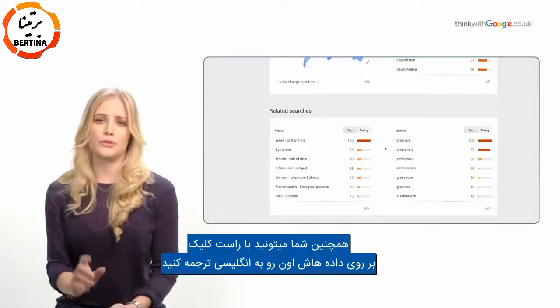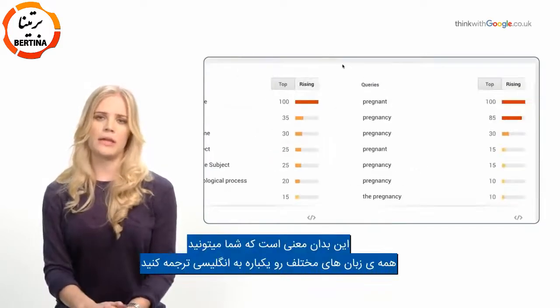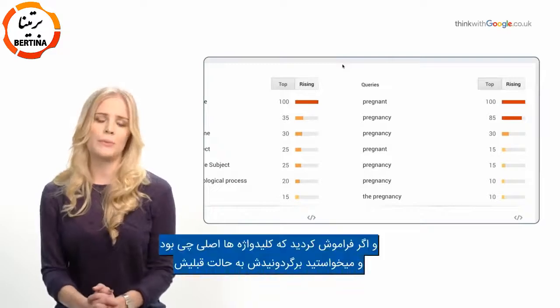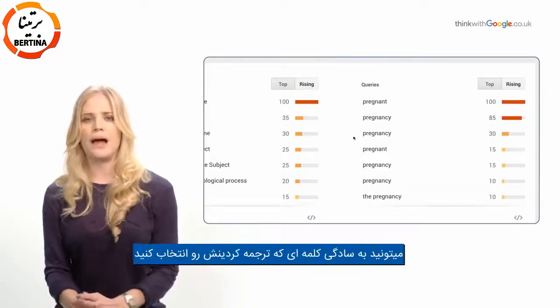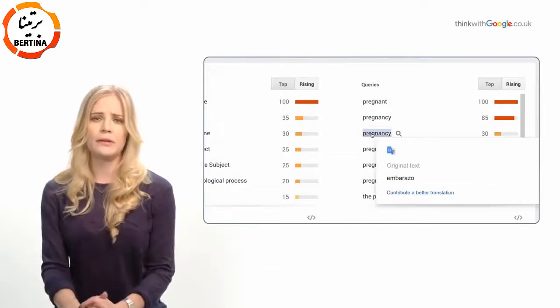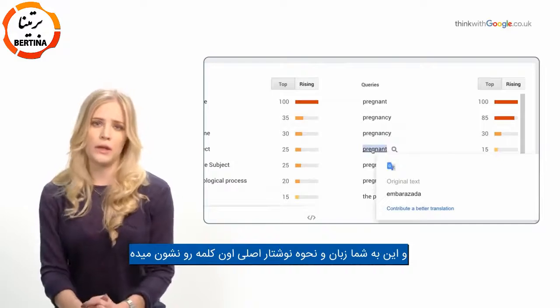It also allows you to right-click the data and you can translate into English. That means that you get all the different languages translated into English at once. And if you don't remember what the original word was, or you want to go back to what it looked like before, you can hover above the word that you just translated, and it will give you the original spelling and the original language that you had as well.